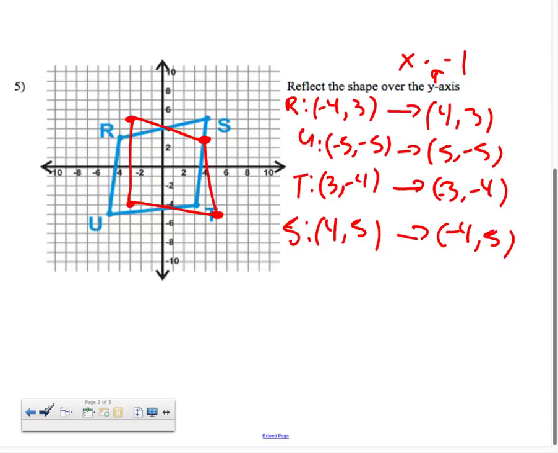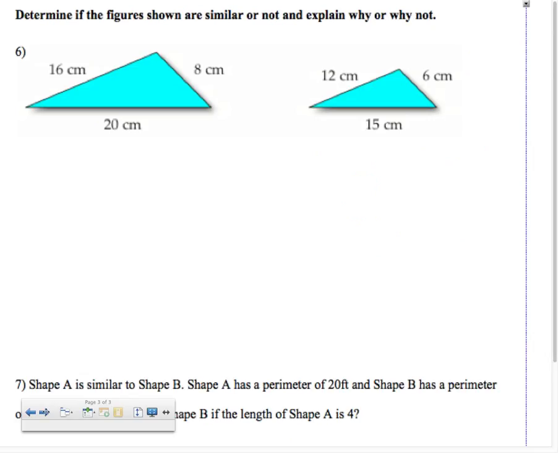The next one's about similarity. So similarity and dilations kind of go hand in hand because dilation is basically how you get a similar figure. You either dilate it up or you dilate it down, for lack of a better word. So the way you check for similarity, so this says determine if the figures are similar or not and explain why or why not. Well, the explanation is basically your work.